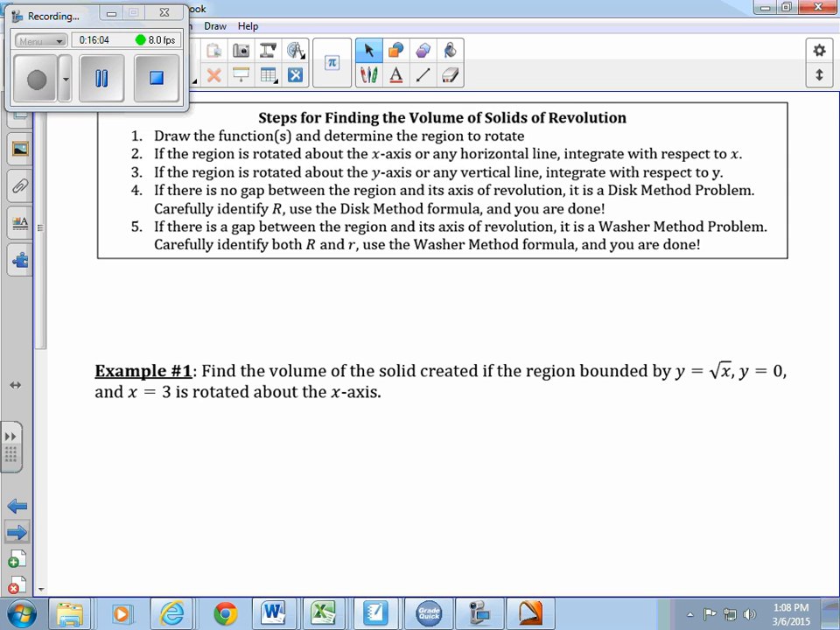We got some time. Step 1. Draw the function and determine the region you're going to rotate. So step 1 is to do what we did yesterday and the day before, right? We got to draw that region first. We got to find endpoints, intersections, whatever it may be. We got to do all of that stuff. Step 2. If the region is rotated around the x-axis or any horizontal line, then you're going to use a dx. If it is rotated around the y-axis or any vertical line, you're going to do a dy.